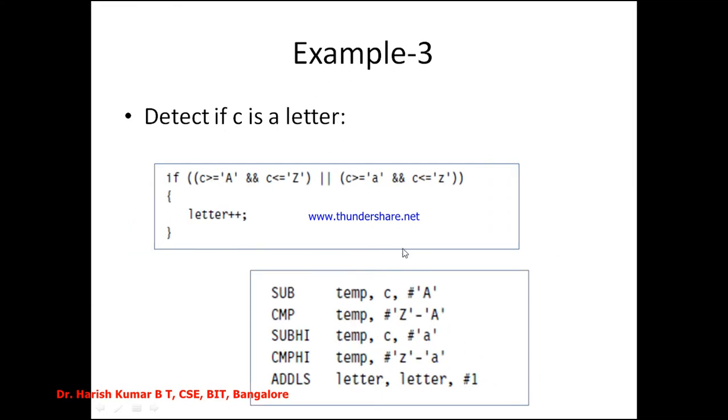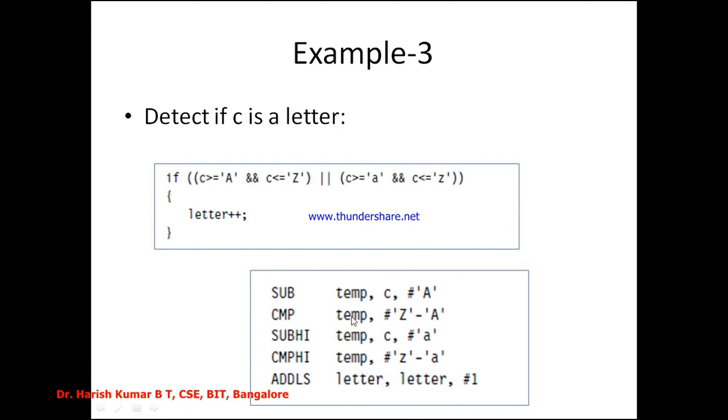Yeah, and this is another example which detects if C is a letter. If C is greater than or equal to A, and C is less than or equal to the ASCII value of Z, then it is a letter, correct? Because it is inside uppercase A to Z. And similarly, if C is greater than or equal to lowercase a and less than or equal to lowercase z, again it is a letter, then I increment letter plus plus.